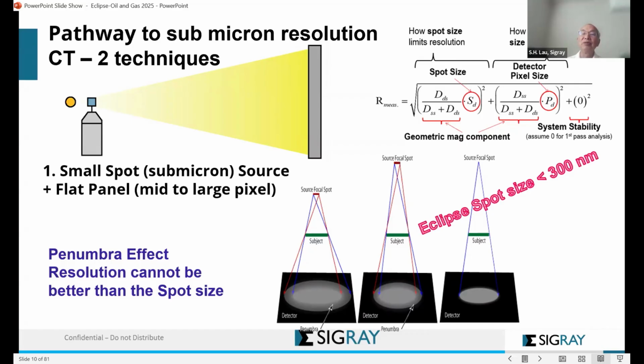All right. So in the product that we're going to discuss with you today, we have an X-ray source spot size that is less than 300 nanometer, and therefore our spatial resolution is 300 nanometer.